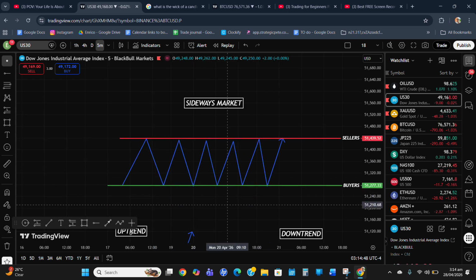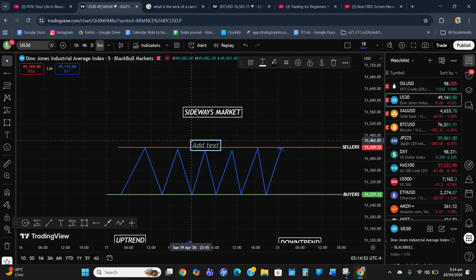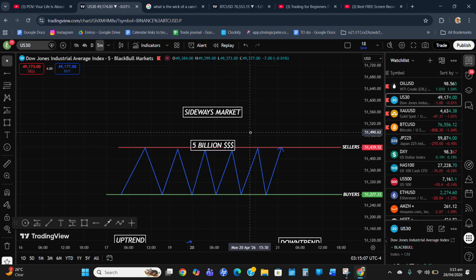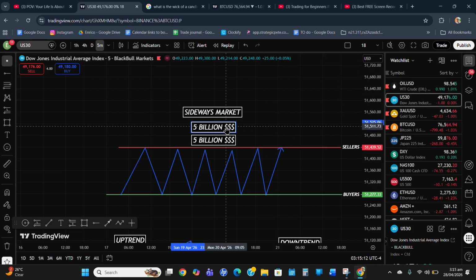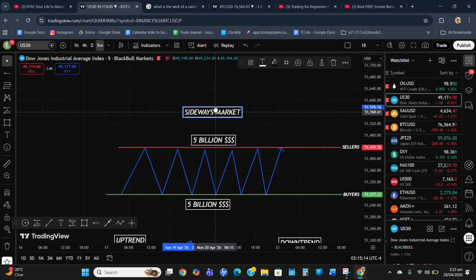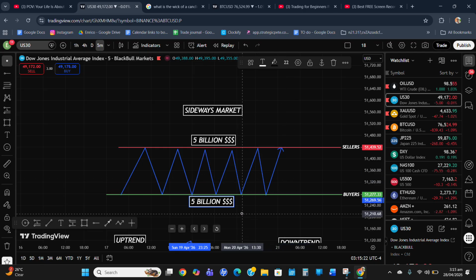So we're just consolidating within this trend because the strength of the buyers and sellers is kind of equal. Let's say this is $5 billion. Sellers have $5 billion and buyers have $5 billion. So this market is an equal market. You see, this is currently an equal market. So we go sideways in short.